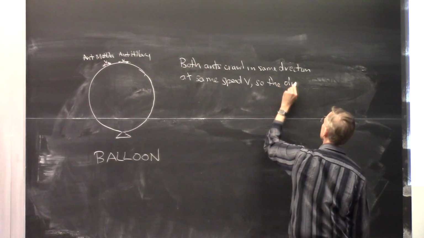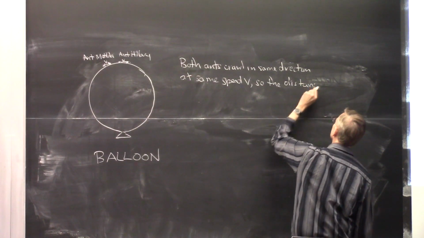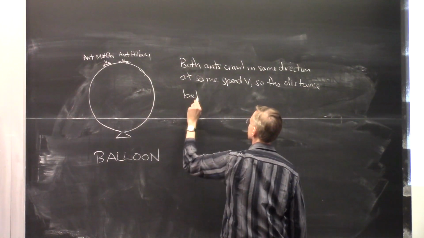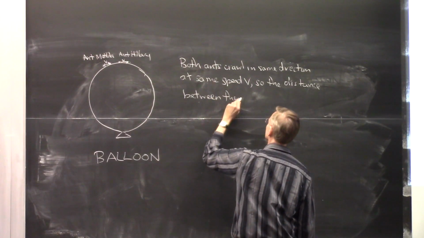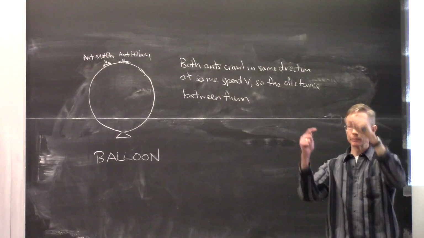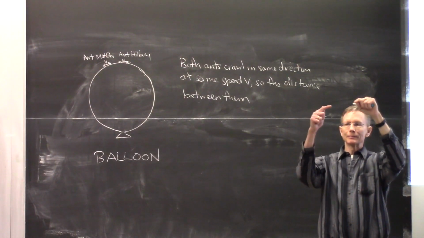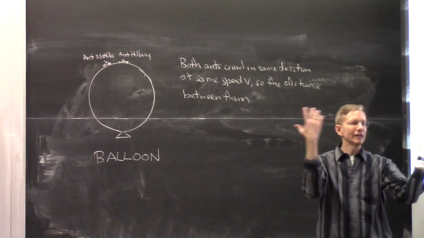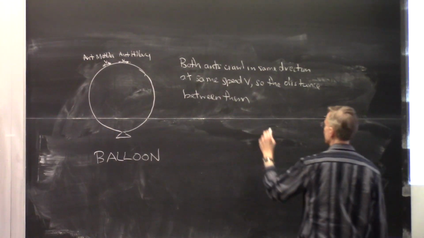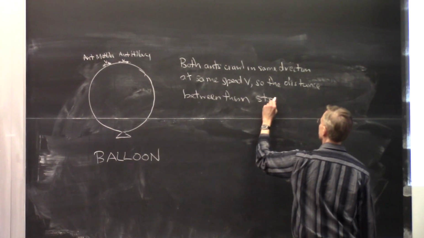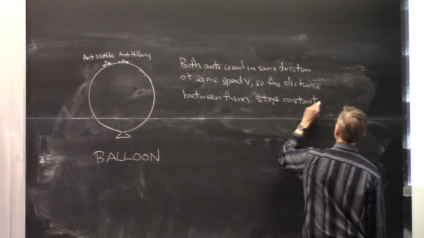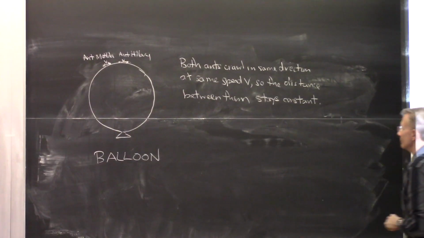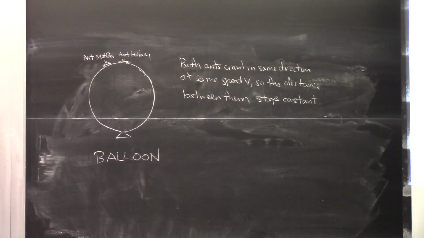So the distance between them. What about the distance between our two ants crawling along at the same speed? Yeah, it's staying the same, right? Stays constant. That's ants in a non-inflating or non-expanding universe.